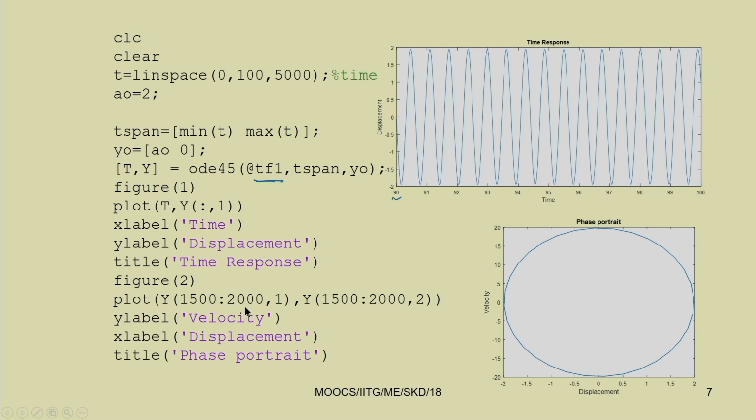So, you have taken only the data available from 1500 to 2000, column 1, comma y 1500 to 2000, column 2, that is this is displacement versus this velocity we are plotting. So, you can label this y label as velocity, x label as displacement, then title phase portrait. So, this is the phase portrait we have seen.